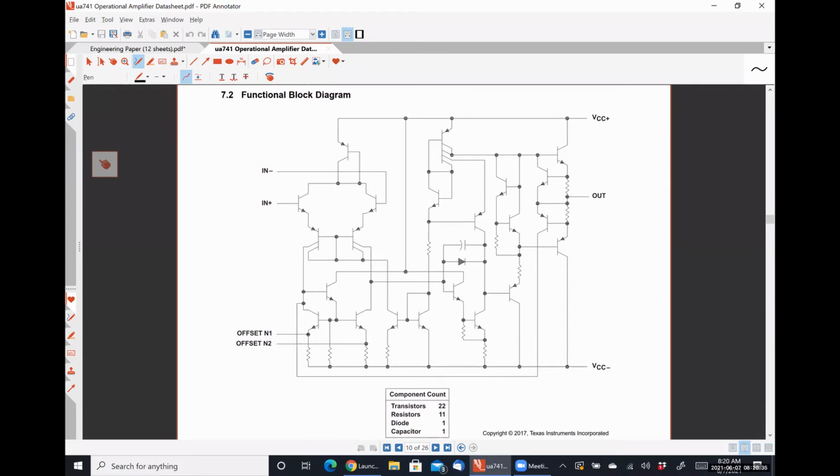This is the simplified model for the internal workings of that very common, very basic op-amp. It contains 22 transistors, 11 resistors, 1 diode, and 1 compensation capacitor. If you were asked to analyze a circuit like this at this stage in your circuits career, you would change your major, 100%. And I wouldn't blame you one bit.